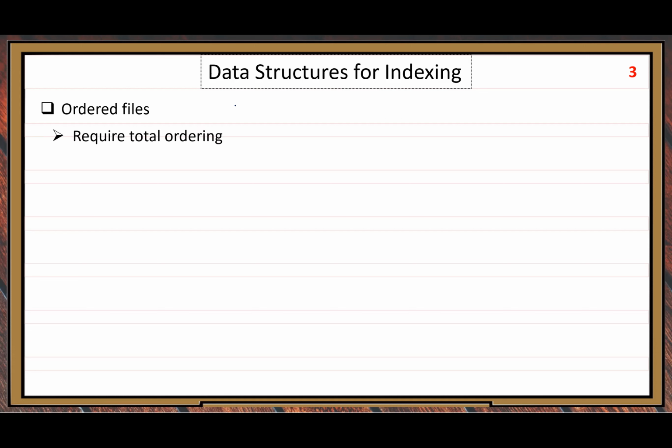They require total ordering. Yes, this one, the ordered file, because we need to apply sorting. The total ordering property must be there before we can apply sorting on it. Use binary search: after we sort the data, the next thing is binary search.